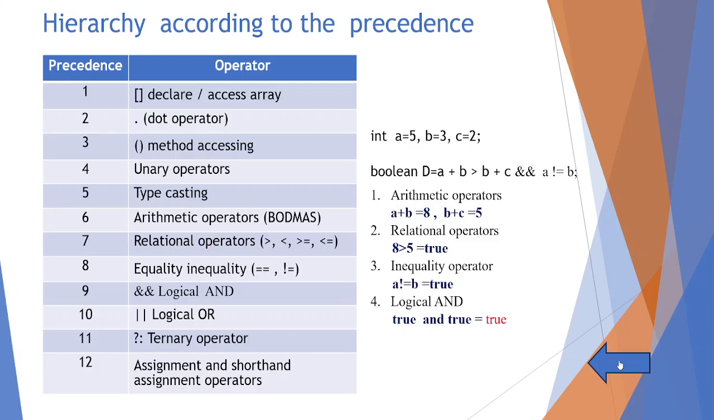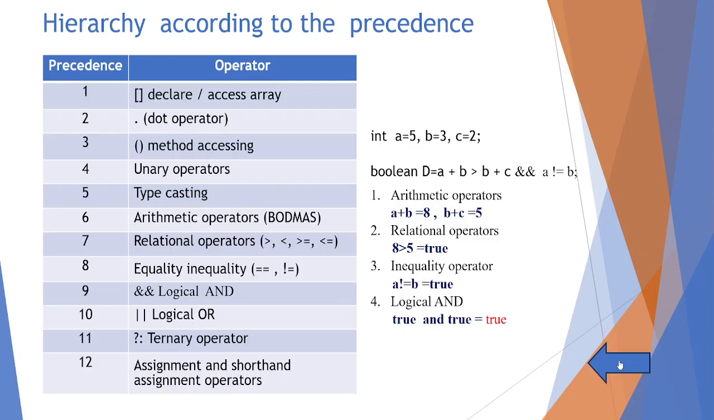A is 5, B is 3. A not equal to B returns true because it is a relational operator. Now these two will be clubbed with logical AND. AND means both of them must be true, then only it gives true. So the first expression, 8 greater than 5, is true, and A not equal to B is true. True and true, the answer is true. This much Java does.